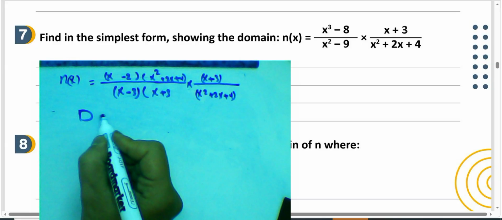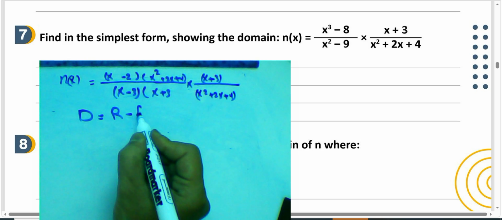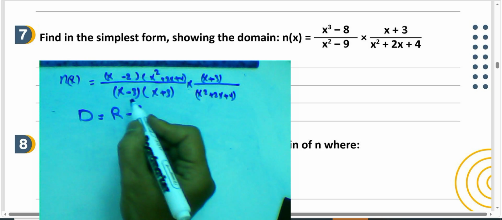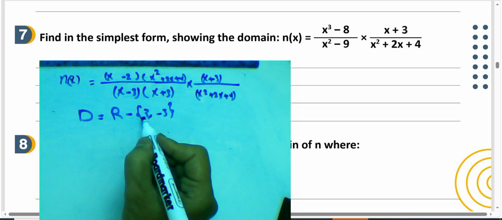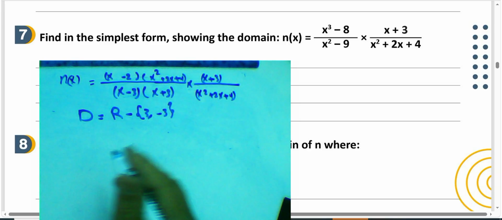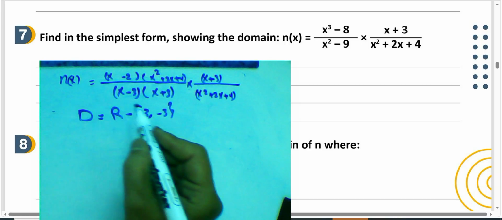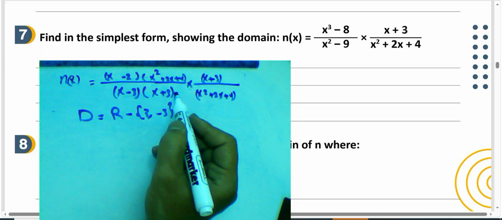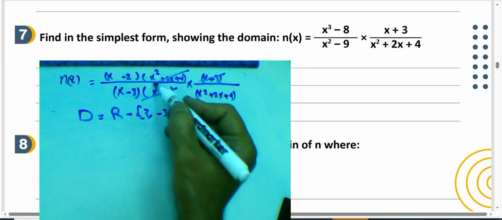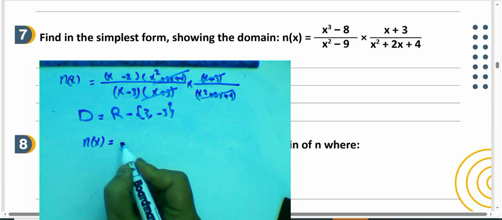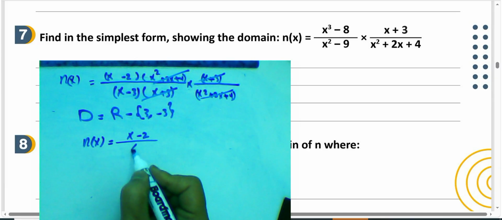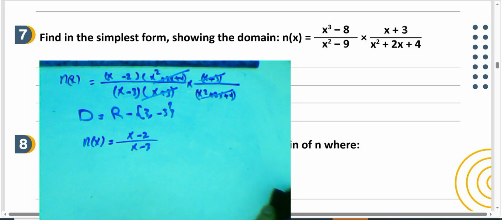Then we can find the domain, R subtract the set of zeros here, 3 and -3, and -3 also here. Then we can simplify x plus 3 by x plus 3, and this expression by this expression, means n of x will be x minus 2 over x minus 3.